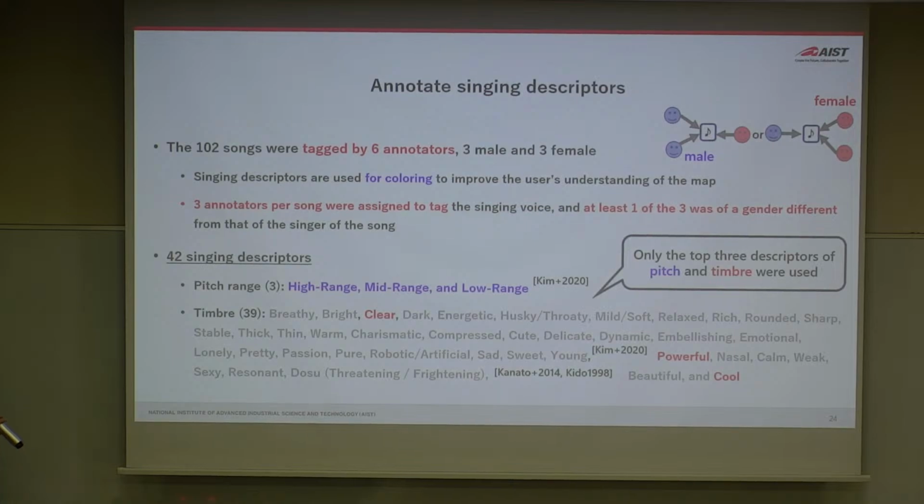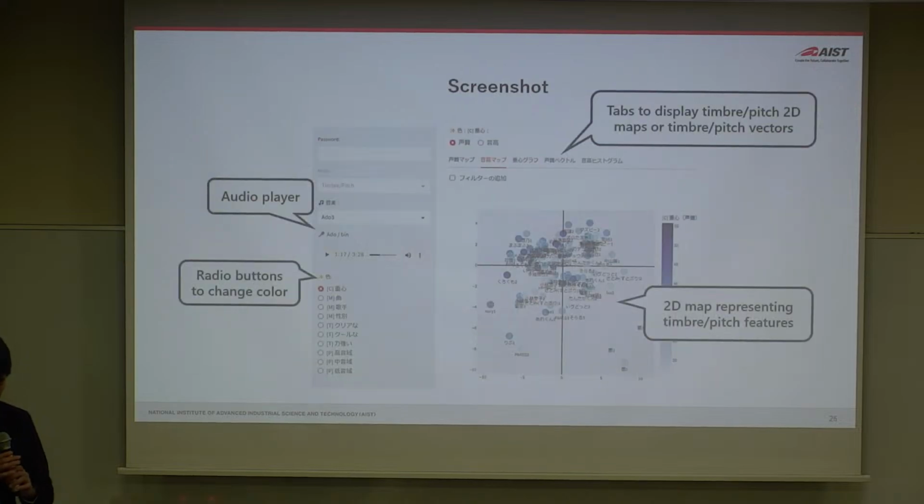And we used 42 singing descriptors in this annotation process. But in our development, we used only the top 3 descriptors of pitch and timbre. As pitch descriptors: high range, mid range, and low range. And clear, powerful, and cool were used as timbre descriptors.